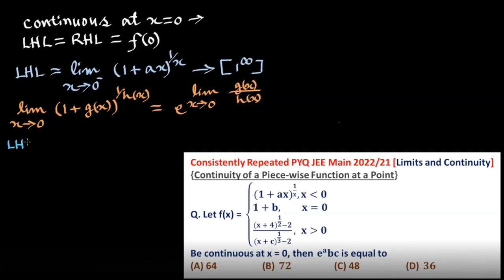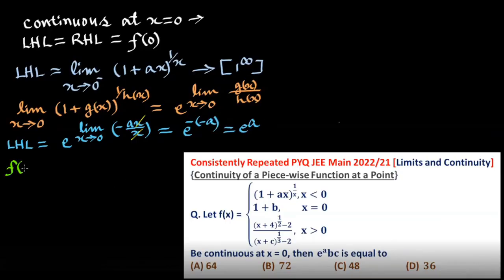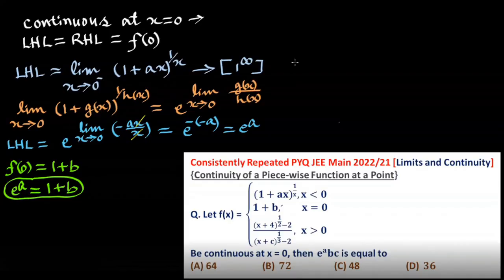Accordingly, the left hand limit will be e^(limit as x tends to 0 of ax/x), which will be, after cancelling x, e^a. Since it is given that f(0) equals 1 + b, here we can write e^a equals 1 + b. Let us remember this. Next we will try to obtain c.